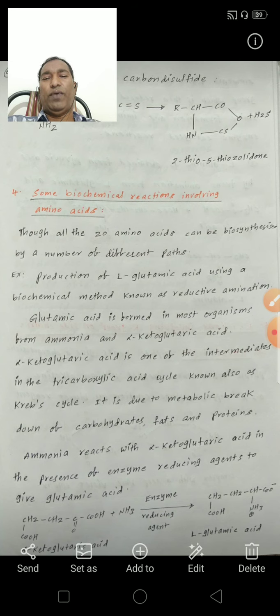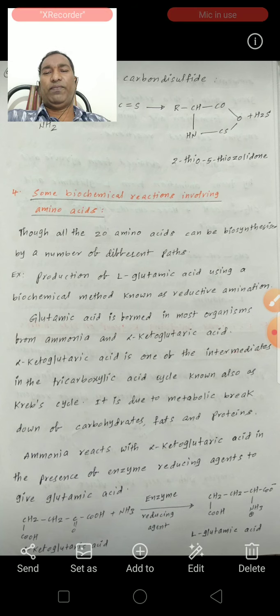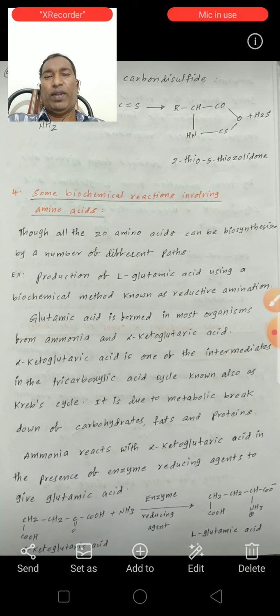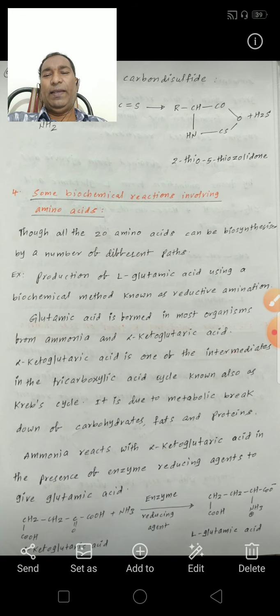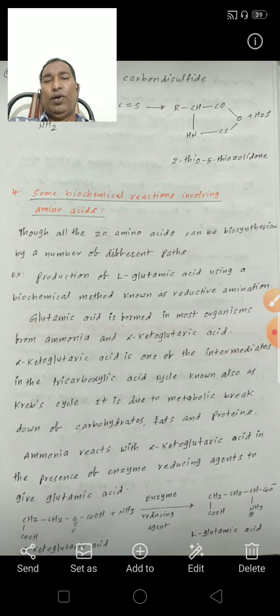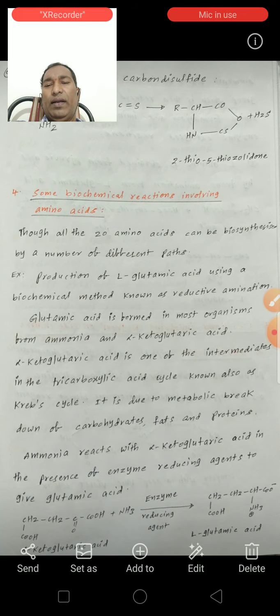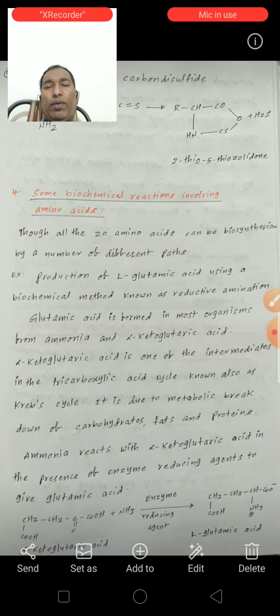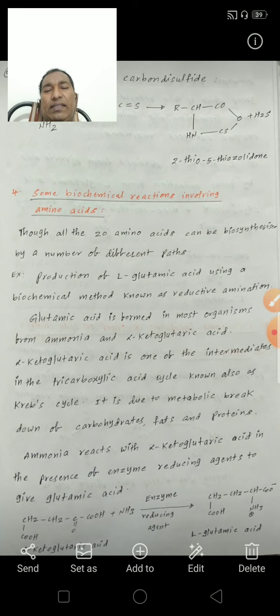Glutamic acid is formed in most organisms from ammonia and alpha ketoglutaric acid. Alpha ketoglutaric acid is one of the intermediates in the tricarboxylic acid cycle, also known as the Krebs cycle. So it is due to metabolic breakdown of carbohydrates, fats and proteins.